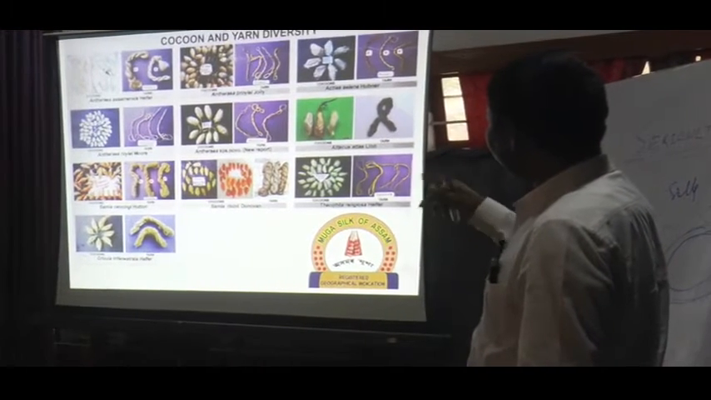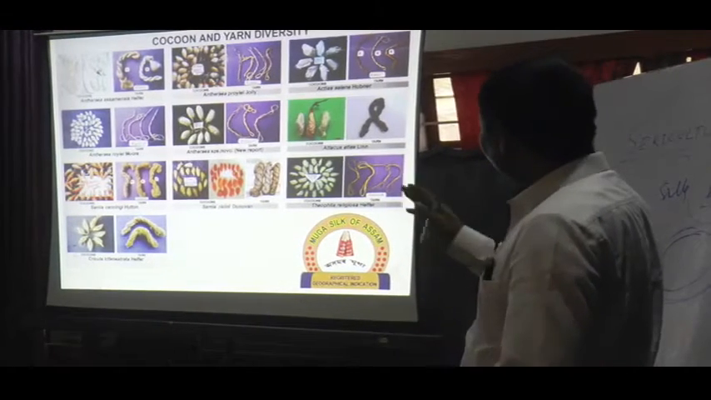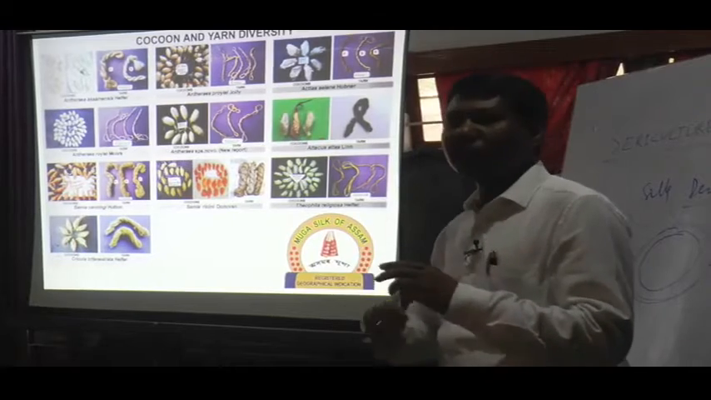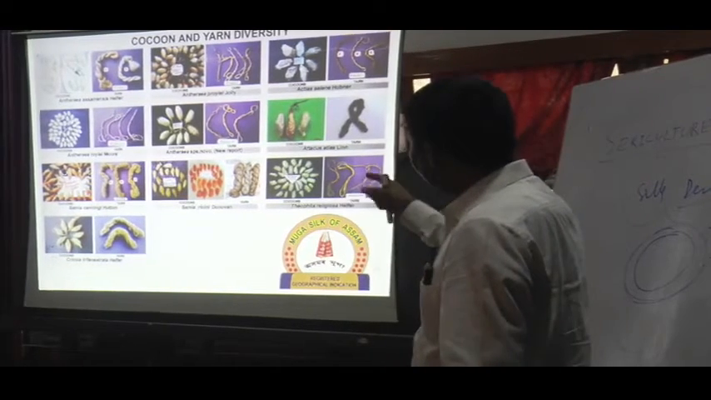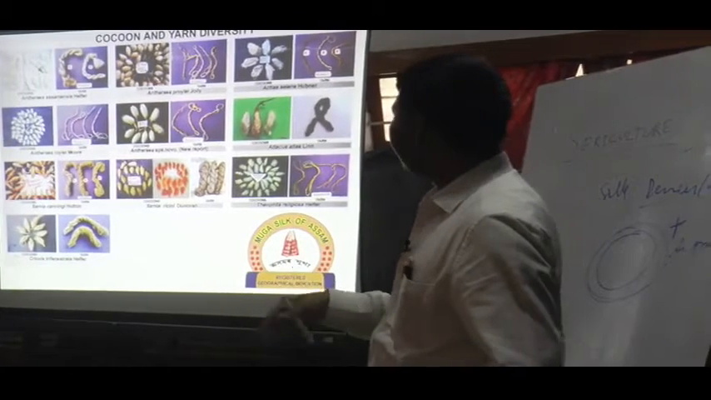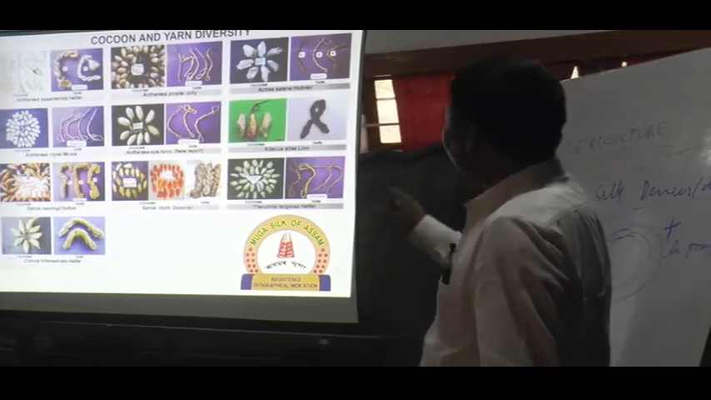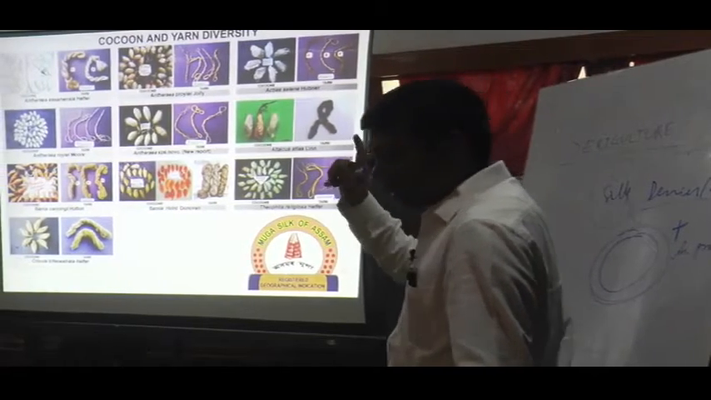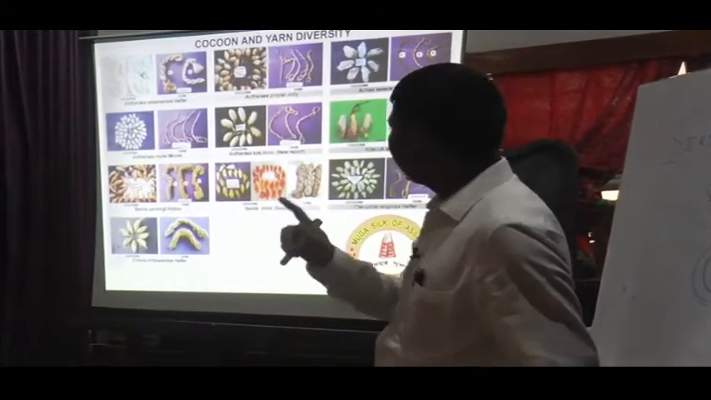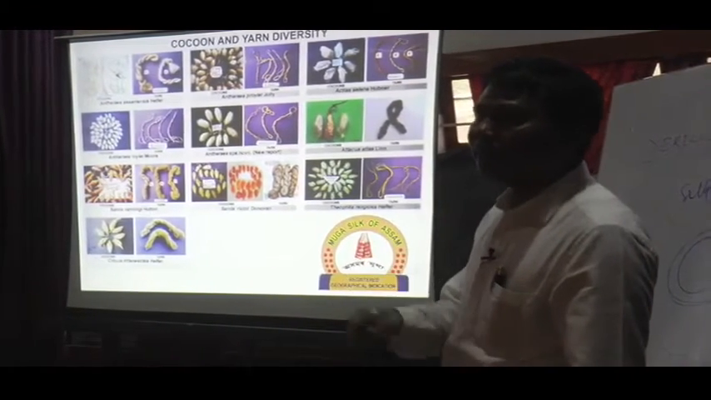So take as a delicious food. So that Samia ricini, apart from this silk production, this pupa especially the tribal and other people also take as a delicious food. So interesting is there that I have mentioned that 19 species of the Eri silkworm under Samia genus, only the Samia ricini is commercially reared.